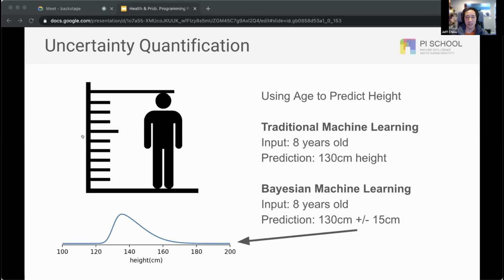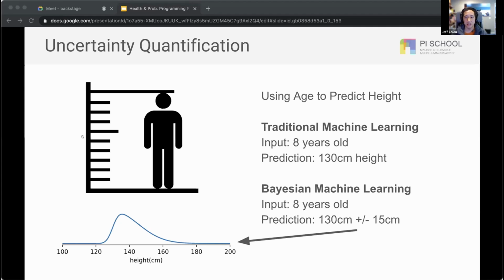So, one advantage of Bayesian methods is uncertainty quantification. So let's say you're using age to predict height. With traditional machine learning, you'd put in a single input, let's say 8 years old, and your model would give you a prediction, 130 centimeters. In Bayesian machine learning, your model gives back multiple numbers, a distribution, the mean of which is the prediction. This gives you some extra information. In this hypothetical example, Bayesian modeling shows that the heights of 8-year-olds are unevenly distributed.